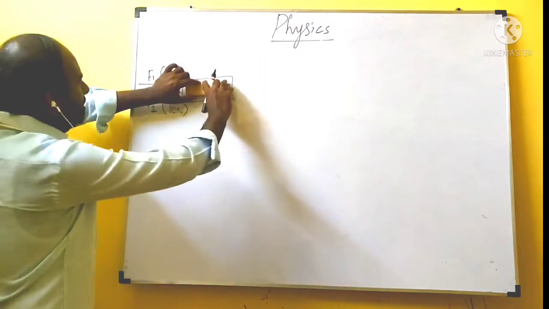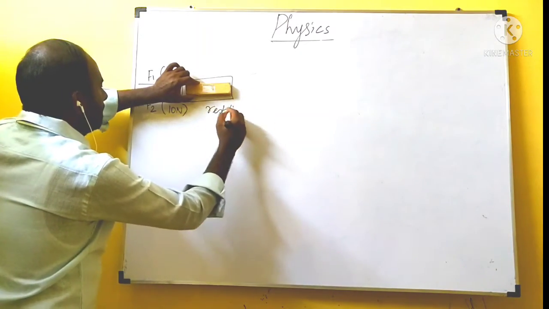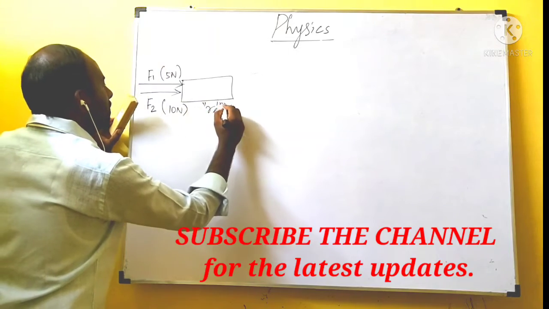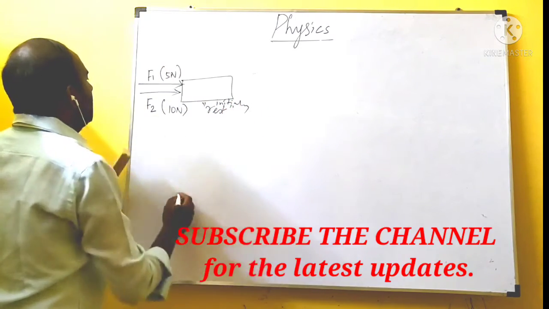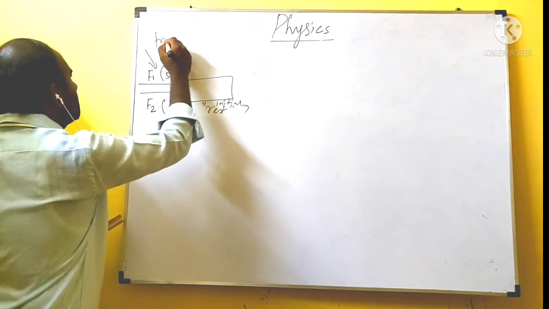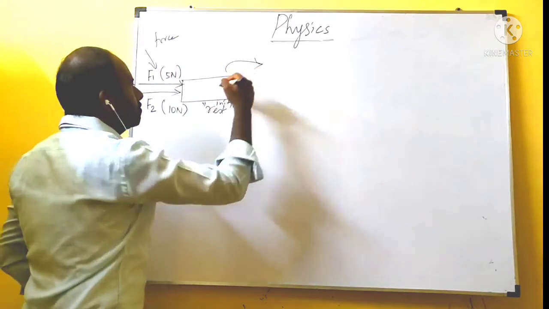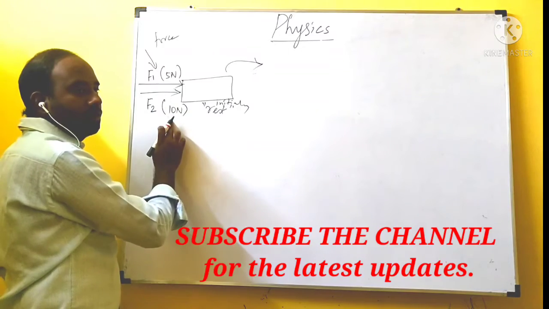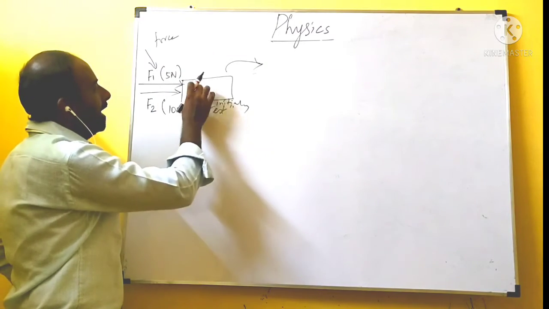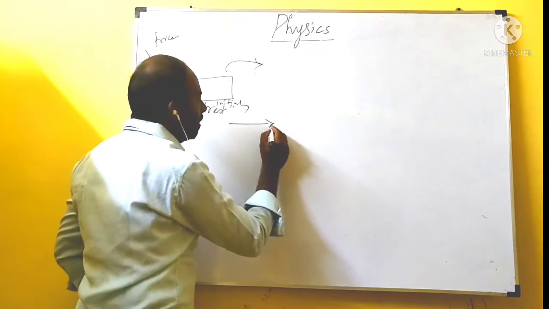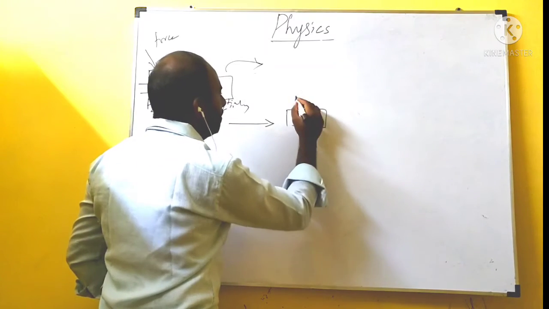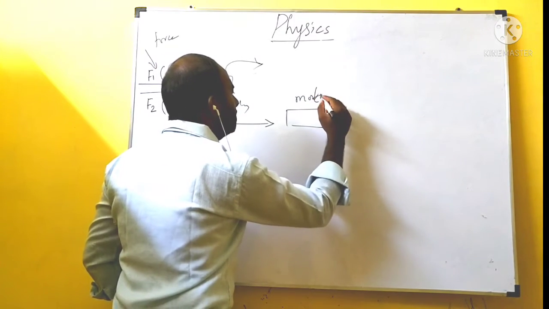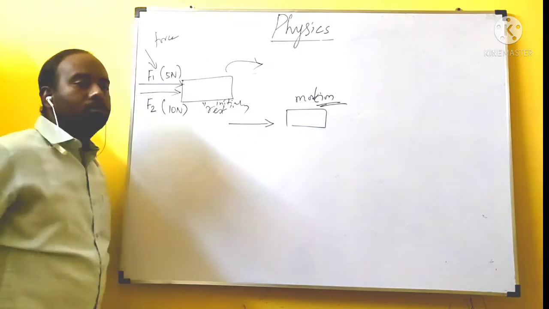The object was initially at rest. But after applying these forces, the object moves, because this 5 Newton and this 10 Newton, 15 Newton of force, will act on it and make the object move. Am I right or wrong? That is, it brings the object into motion.